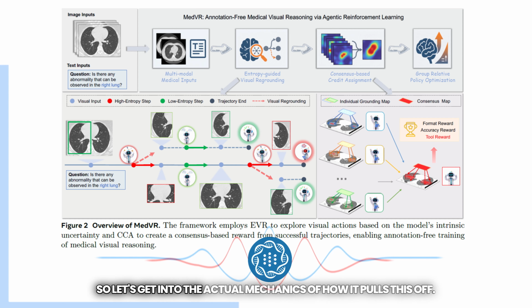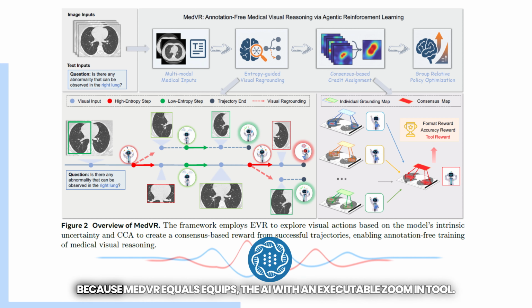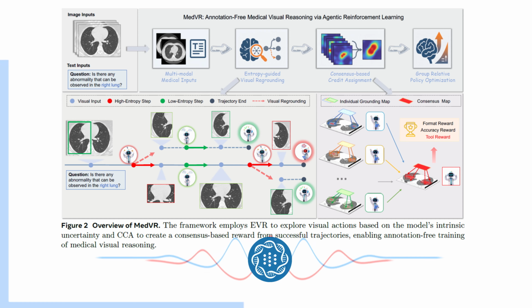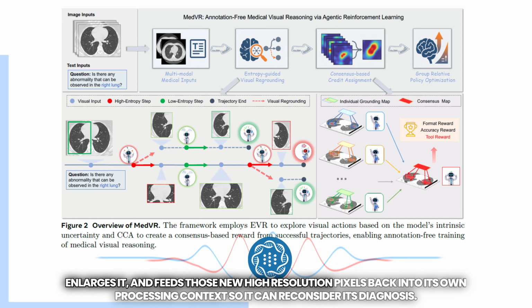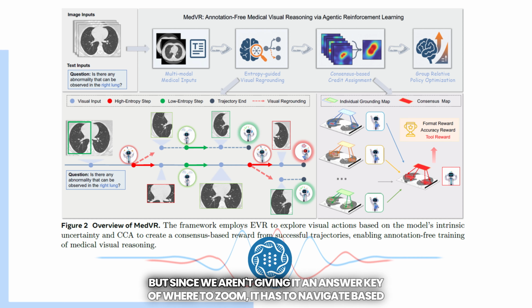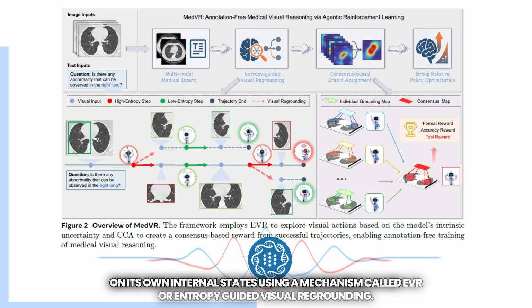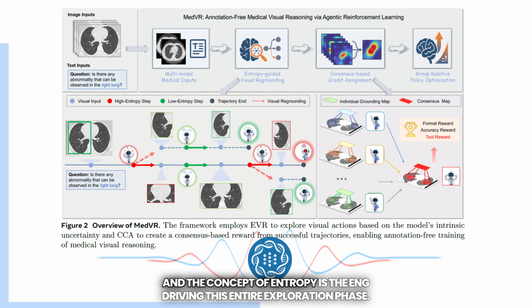Precisely. So let's get into the actual mechanics of how it pulls this off, because MedVR equips the AI with an executable zoom-in tool, right? It does. The AI can write a short command that crops a specific region of the medical image, enlarges it, and feeds those new high-resolution pixels back into its own processing context so it can reconsider its diagnosis. That's the basic loop, yes. But since we aren't giving it an answer key of where to zoom, it has to navigate based on its own internal states using a mechanism called EVR, or entropy-guided visual regrounding. Right, EVR. And the concept of entropy is the engine driving this entire exploration phase. Let's break that down for the listener.